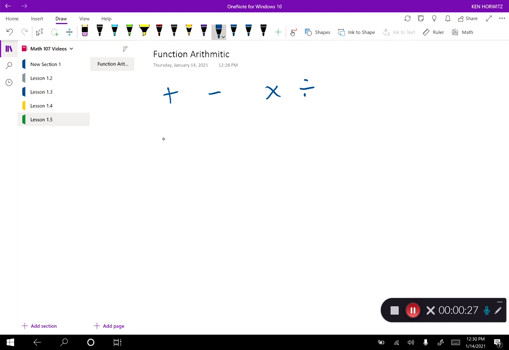Let's say f of x equals 2x squared plus 3. G of x equals 4x cubed plus x squared plus 1. All right. So basically what we need to do is figure out how to add these two things up.